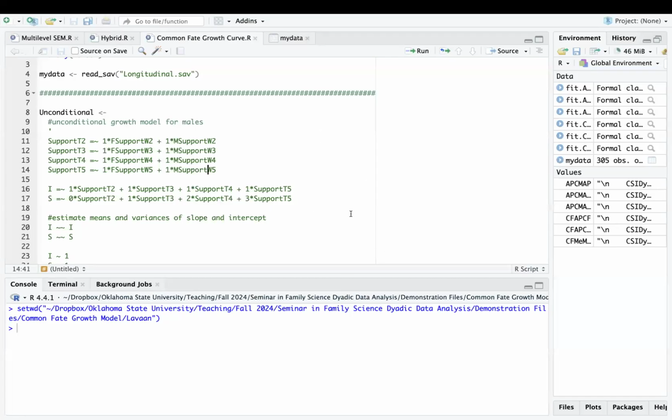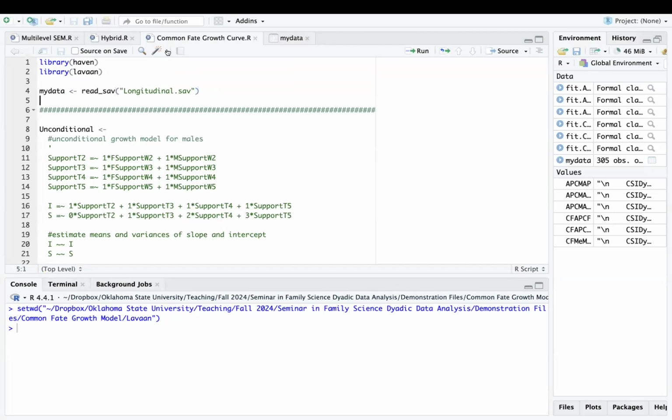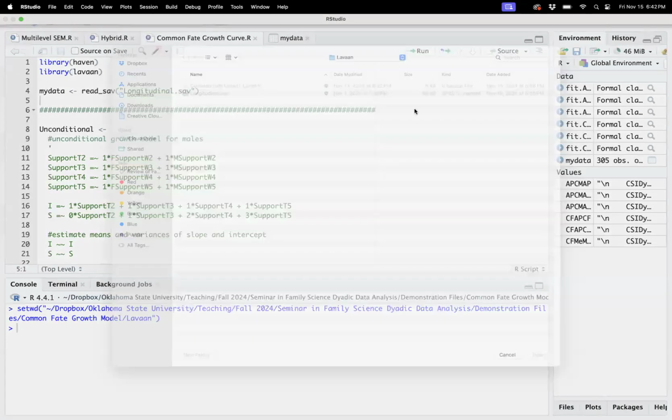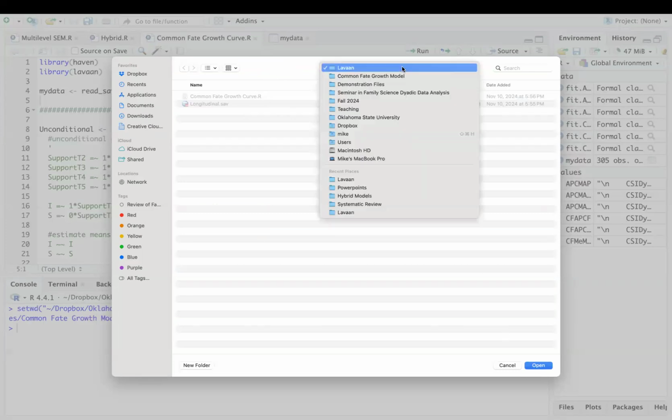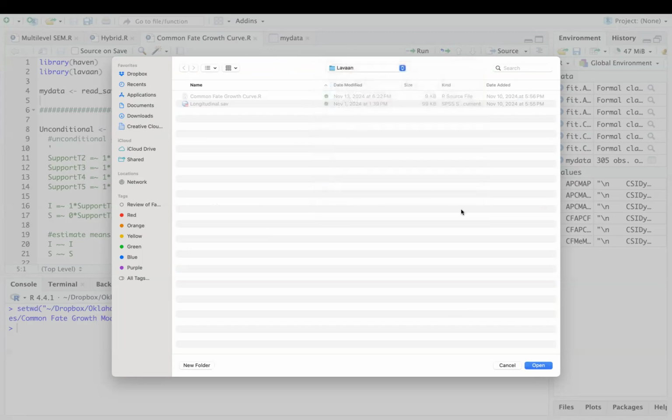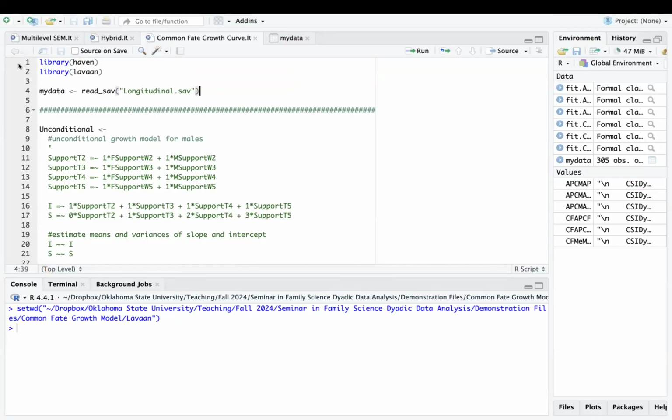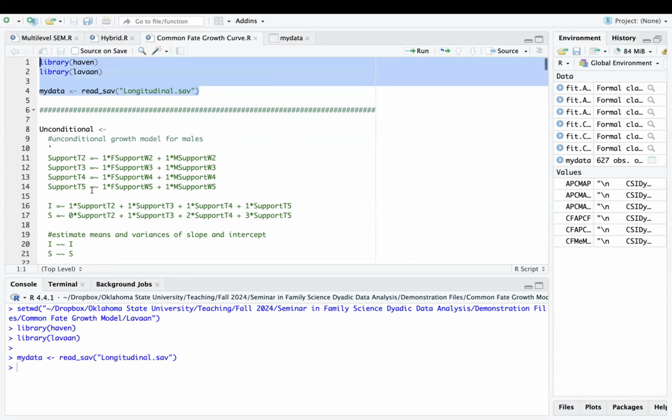So let's go over to lavaan. What we will do is first set our working directory. This happens to be my working directory, so it's already set to the correct folder, but you might need to go find your folder where your data file and your syntax file are. Once you have your working directory set, you can load your libraries, or your packages, I should say. I'm using haven and lavaan. Then I create my data object, and here's my SPSS file, using the haven package to import that SPSS data. All right, so we will first estimate the unconditional common fate growth curve model.